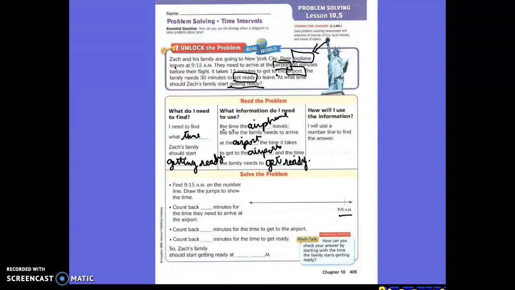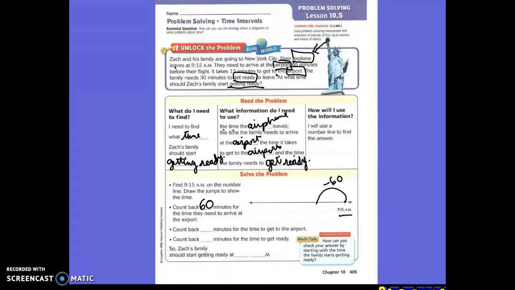Okay? So we have 9:15. Their airplane leaves at 9:15. They need to arrive at the airport 60 minutes before their flight. Okay, think about it like this, boys and girls. 60 minutes is how much time? An hour. Okay? So if it's a whole hour earlier, because it says they needed to arrive 60 minutes before the flight at 9:15, now let's jump 60 minutes back, which is a whole hour, minus 60.